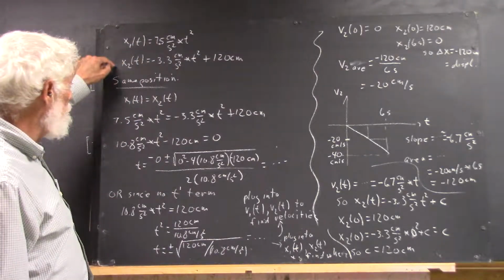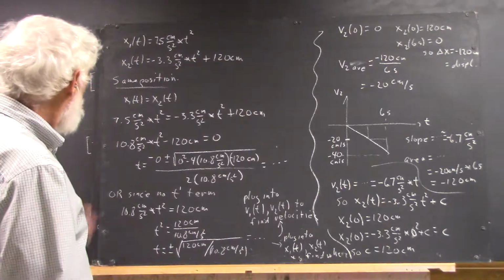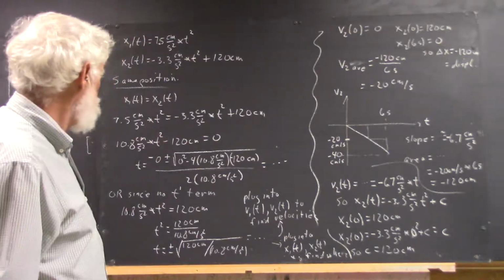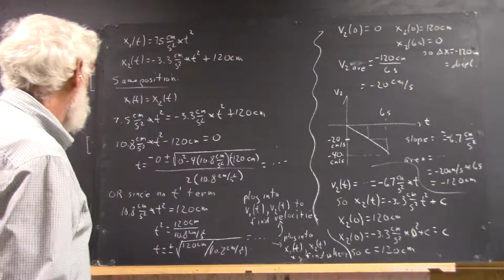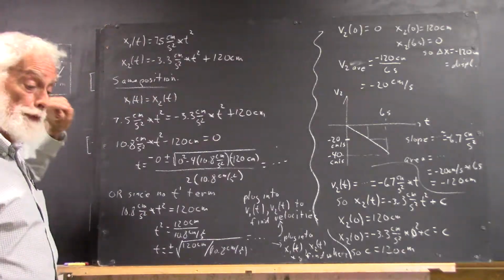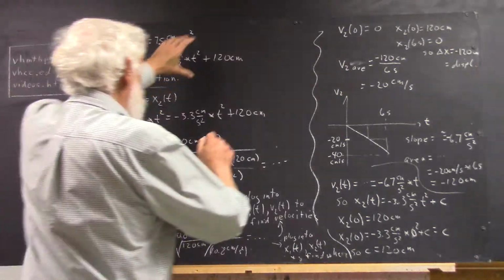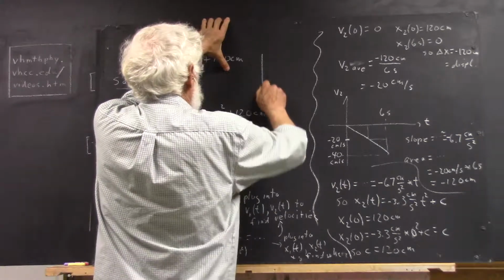We have x1 of t, x2 of t. And here they are. I don't have to read them to you. I mean, there's our 120 centimeters. That's our c. Here's the rest of it. So we have two position functions. I didn't take the time because we were kind of pressed for time.